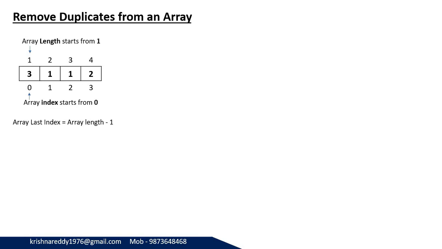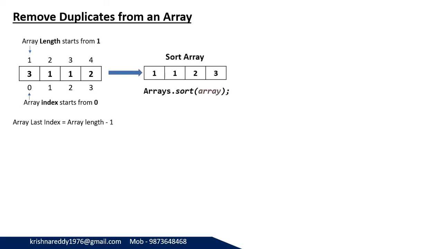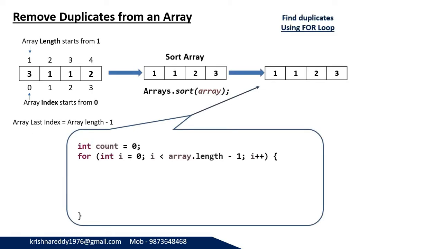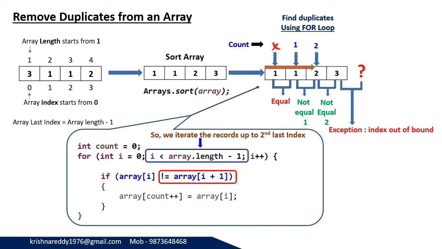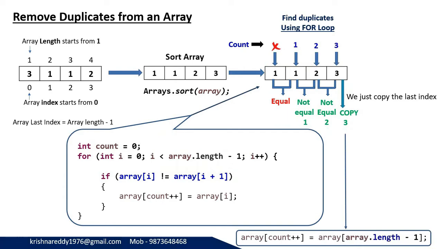Let us understand how to remove duplicate elements. First, we sort an array by using predefined function called array.sort. Then we loop through the array and filter distinct elements by comparing first element with its adjacent element, whether it is equal or not. This process will continue until the second last element. Why second last element? Because we cannot compare last element alone. It gives index out of bound exception. So we just copy the last element. That's it.